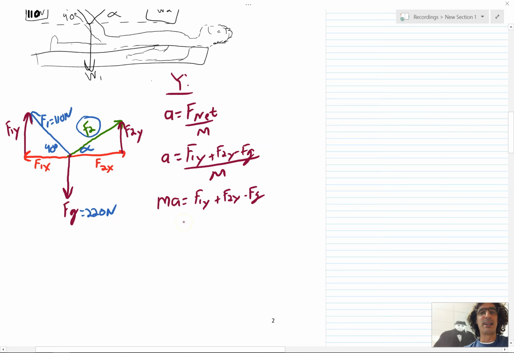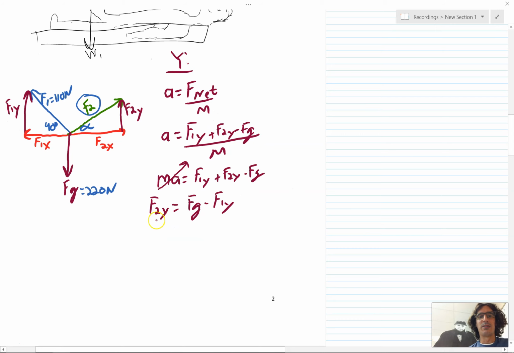The person is not accelerating vertically. Their leg is motionless, so ma goes away. F1y we can calculate because we know F1 and theta. FG we're given, it's 220 newtons. So let's solve for F2y. So we'll add FG to the other side and add F1y to the other side. F2y equals FG minus F1y.